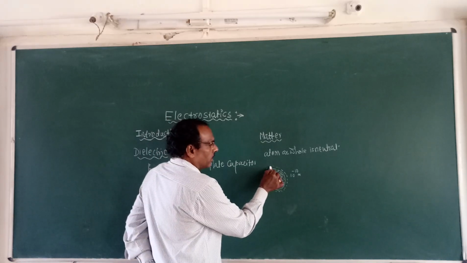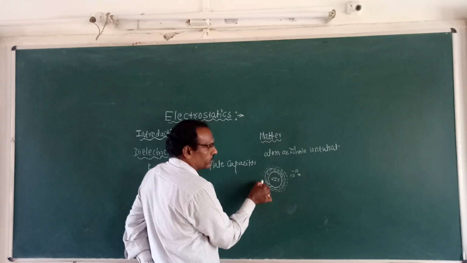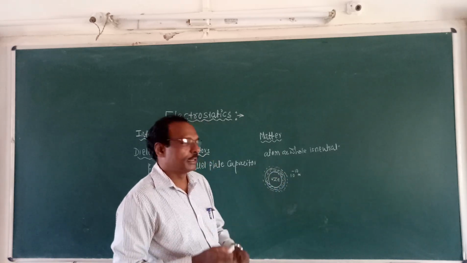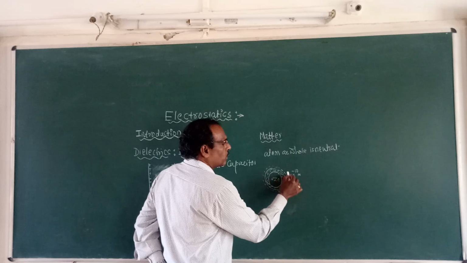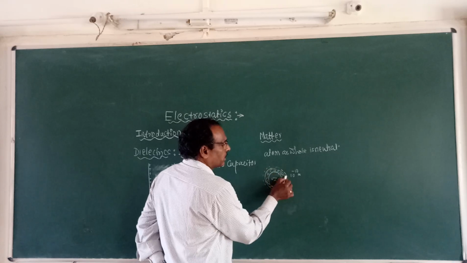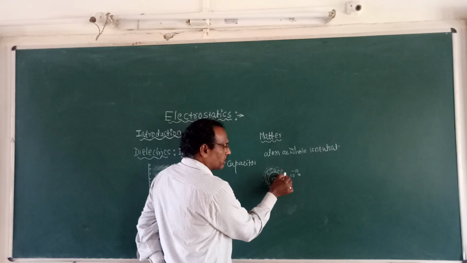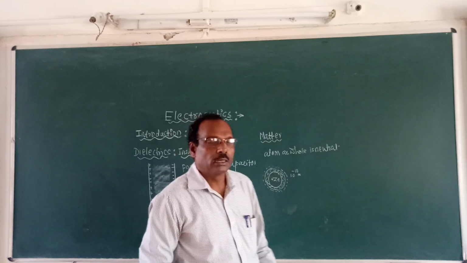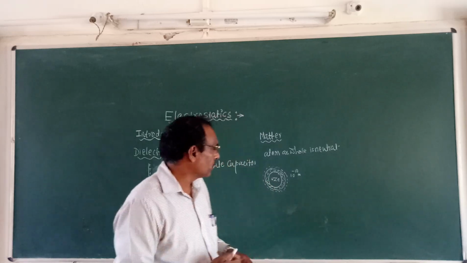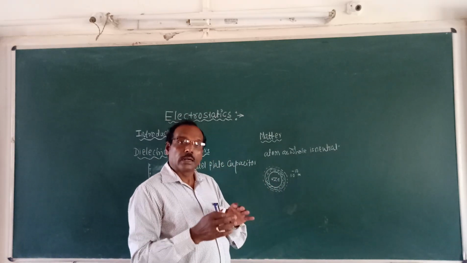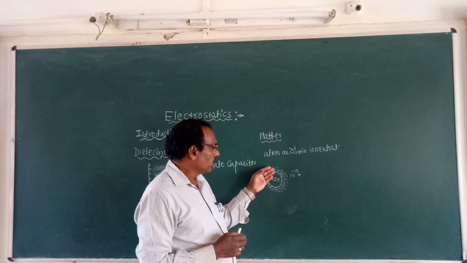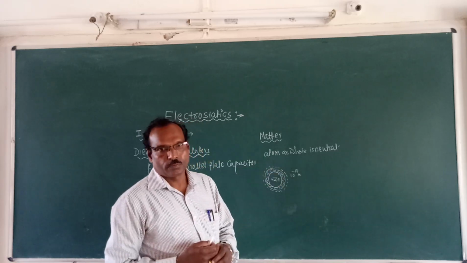When this loosely bound electron is close to another atom, since the intermolecular distance is very small, there is a force exerted on it. Due to this, some electrons get free, and we call them free electrons. They move here and there randomly inside the solid.